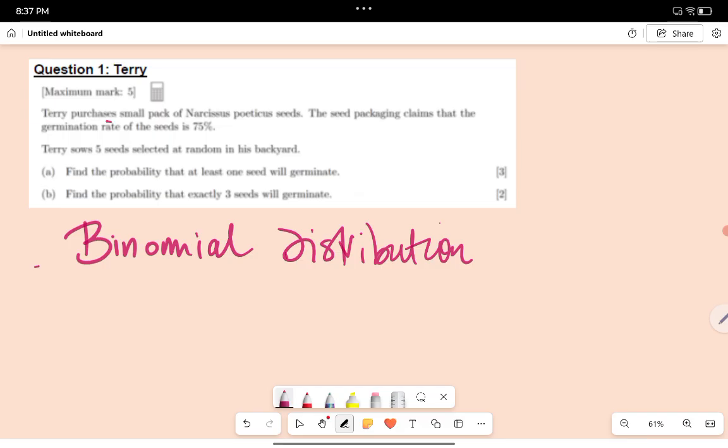Terry purchases a small pack of Narcissus poeticus seeds. The seed packaging claims that the germination rate of the seeds is 75%. Terry sows 5 seeds selected at random in his backyard. Okay, so we have his backyard and he has 5 seeds that he's gonna sow in his backyard. Find the probability that at least one seed will germinate.